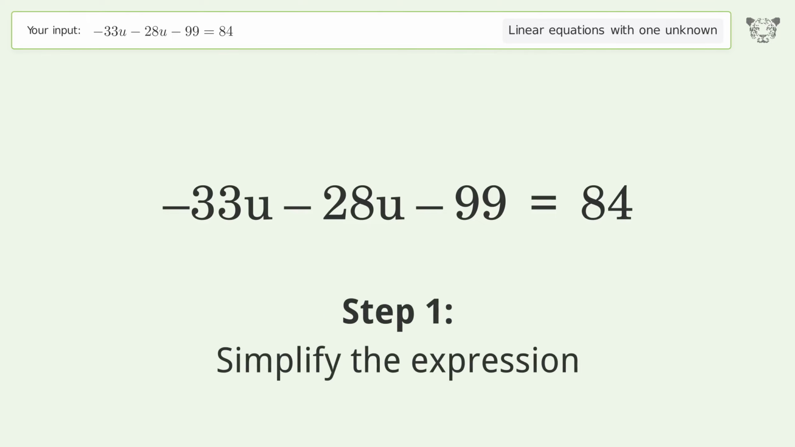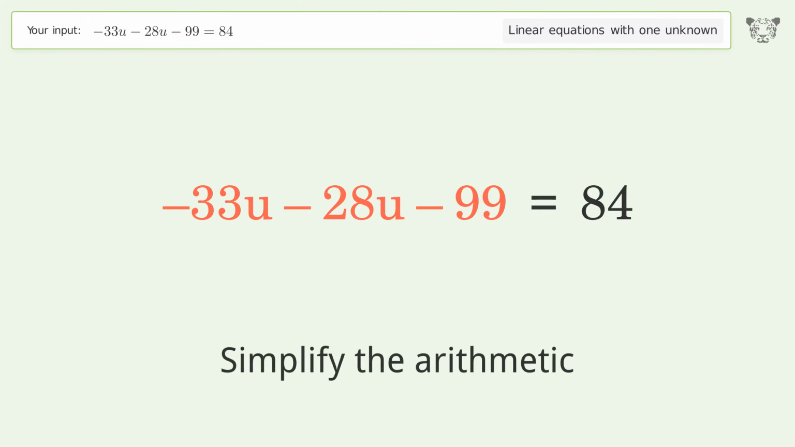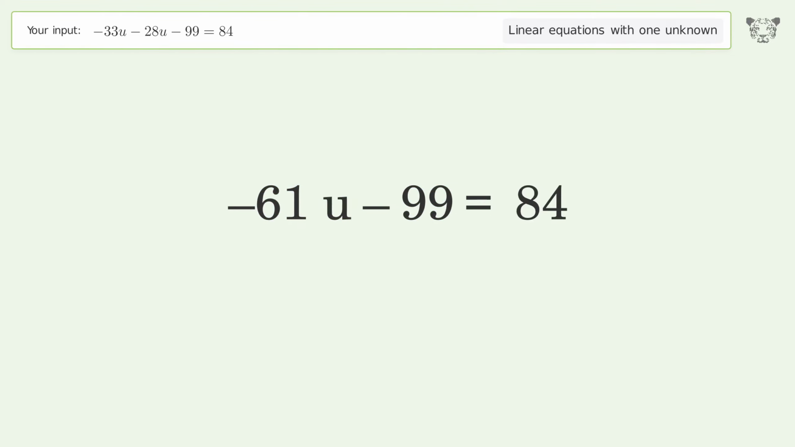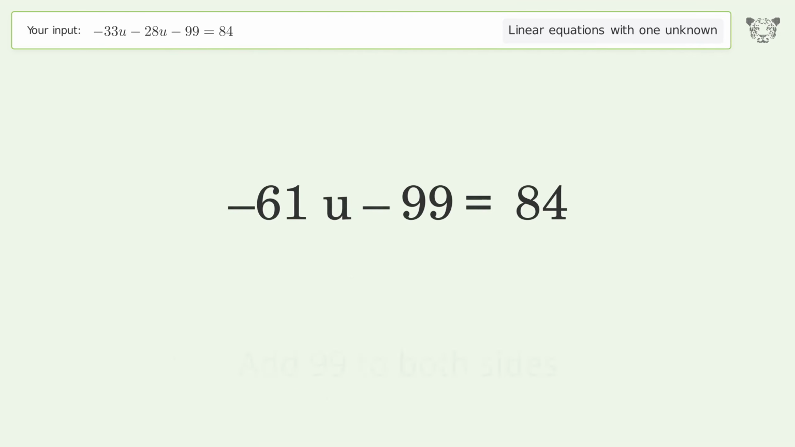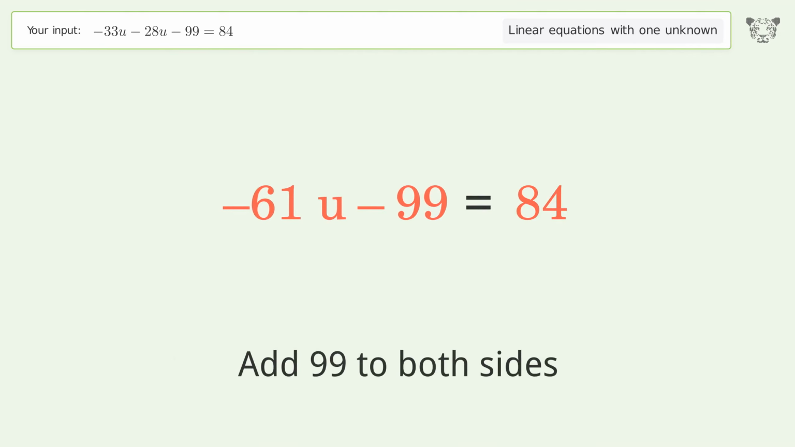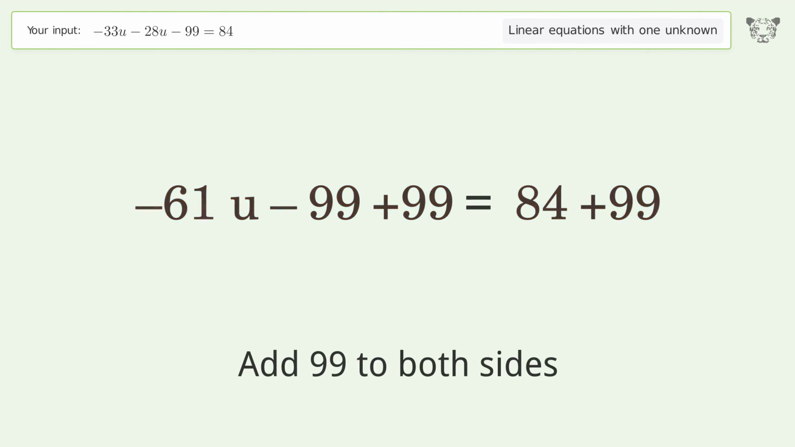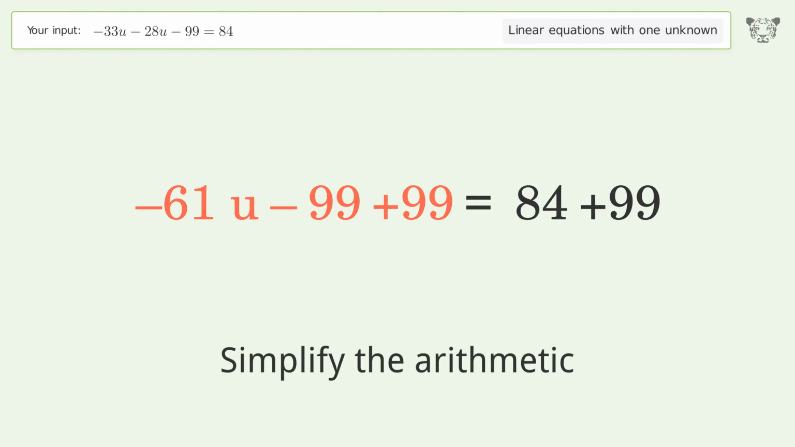Simplify the expression. Simplify the arithmetic. Group all constants on the right side of the equation. Add 99 to both sides. Simplify the arithmetic.